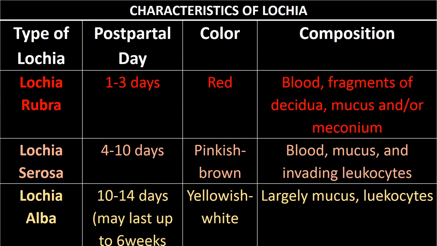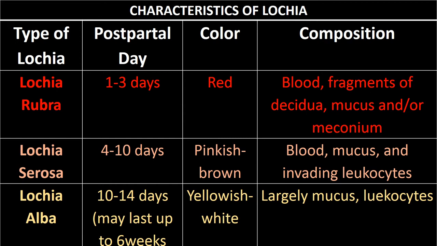The second type is lochia serosa, and it appears on the 4th day up to the 10th day of postpartum period. It is pinkish brown in color because there is lesser blood. However, it is still composed of blood, mucus, and invading leukocytes.